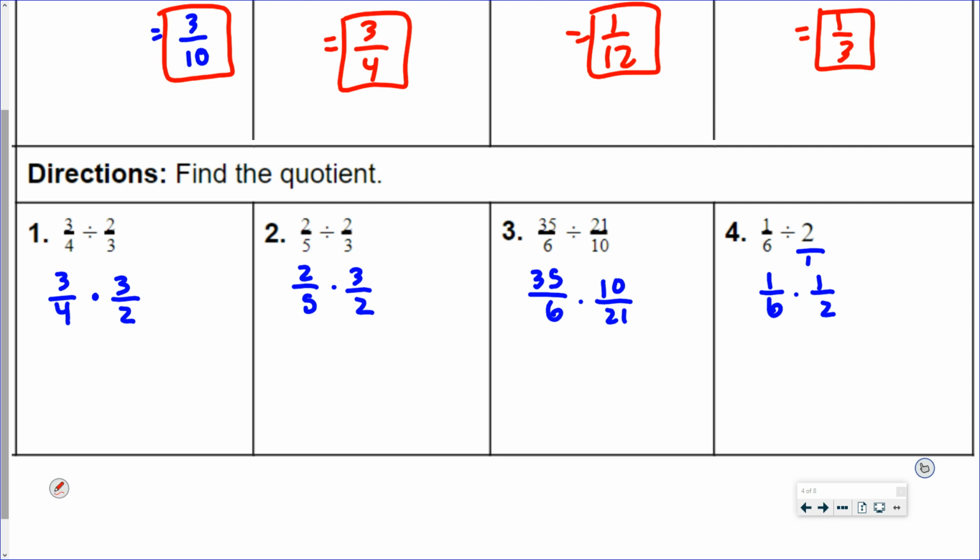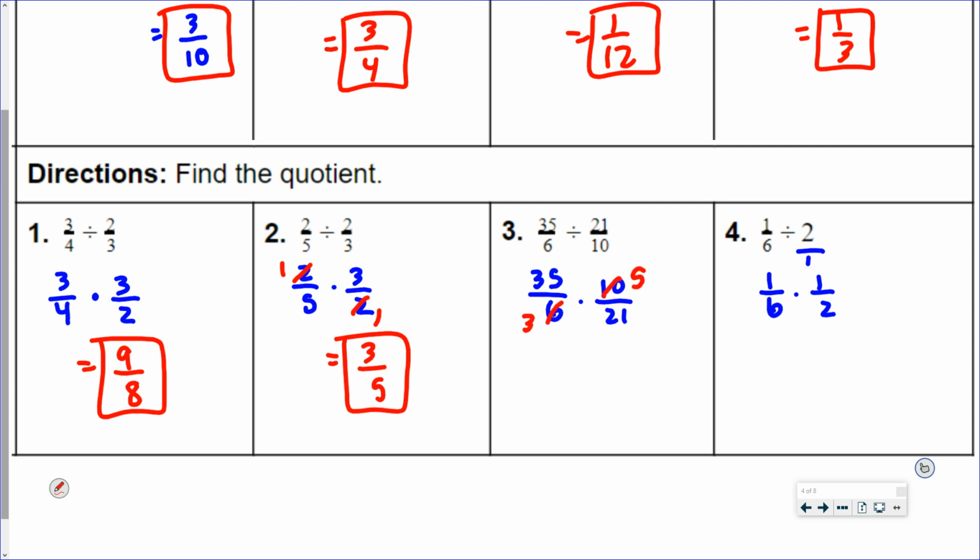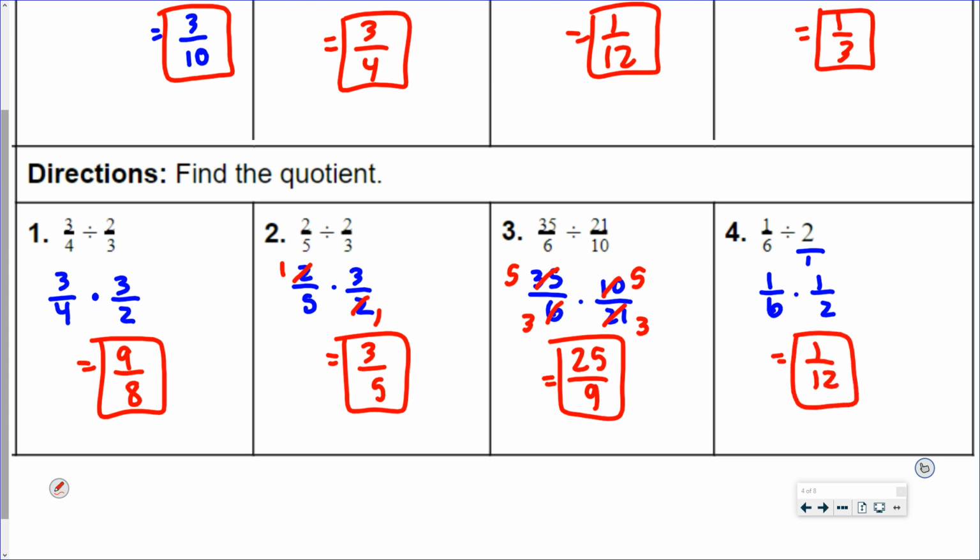Okay, and then again, I personally like to do that thing where I can simplify before. Let me ask you this question. Could I simplify these 3s, cancel those 3s? No, they're both in the numerator. All right, so I could not do that. That one's 9/8. Yep. Already simplified. This one, you could cancel these 2s. That one, you should get 3/5. That's what I got. Okay. Here, divide those by 7. 25/9. Yep. Good. Here, nothing I can cancel. 1/12. Yep. Okay.